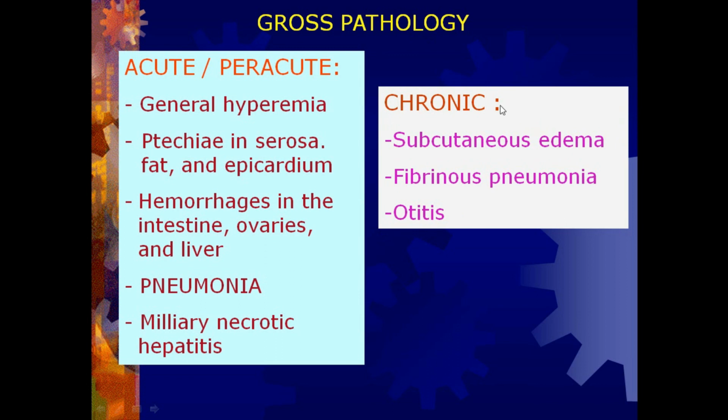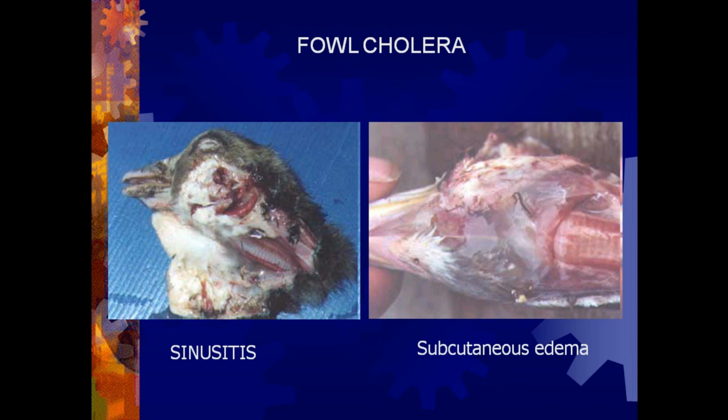And in chronic cases, pasteurellosis can appear as subcutaneous edema and also fibrinous pneumonia. Just like I mentioned, the most consistent lesion that occurs in the case of pasteurellosis, whether in poultry or in other animals, is pneumonia. But in the chronic cases, you will see a more pronounced or more severe fibrinous type pneumonia. And also in the chronic cases, there will be otitis. This otitis leads to head tilt or torticollis. Here, this one is a chronic case of fowl cholera.